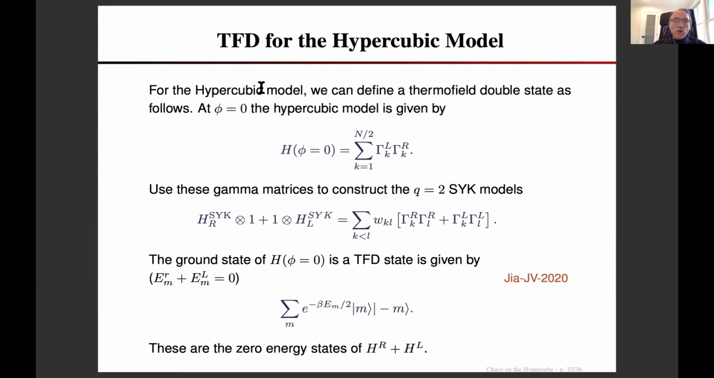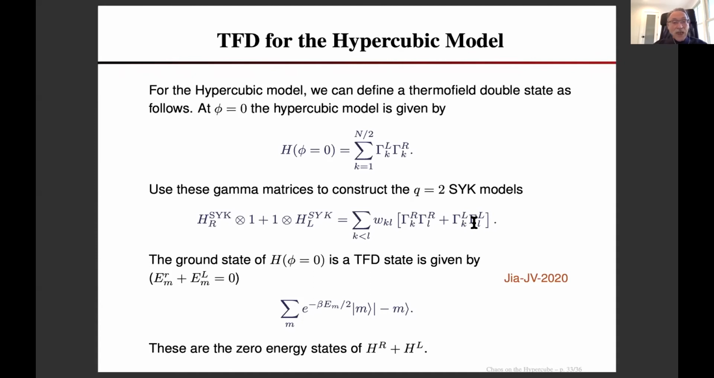For the hypercubic model, at zero flux, we again have a Hamiltonian, I forgot an I here, which is the product over left and right gamma matrices. And this goes to n over 2 is equal to d. Then you can use these gamma matrices to construct SYK models. So that there's a right SYK model times 1 and a left SYK model, which then is given by the sum of interaction coefficients, which are random, times here there are the right gamma matrices, here are the left gamma matrices.